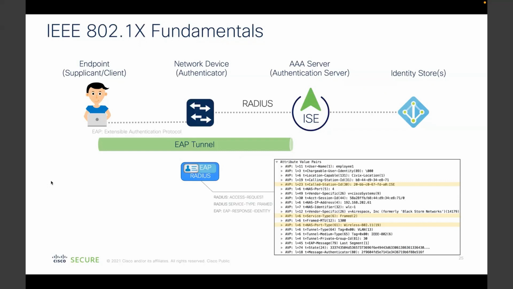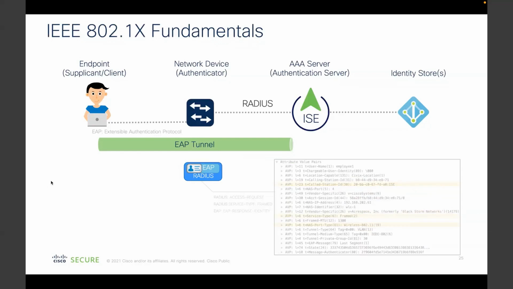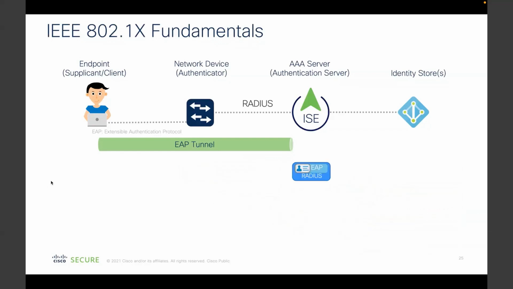So we're going to send this over to ISE, and we're going to give it all these attributes so it knows what kind of request. What's the MAC address of the user? What MAC address is it connecting to? What is the location? What is the connection type? Is it wired, wireless, VPN? All these different things.